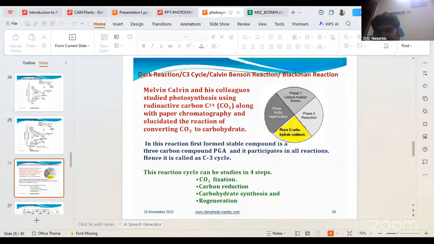Here, one glyceraldehyde 3-phosphate and one dihydroxyacetone phosphate combine to form fructose 1,6 bisphosphate.